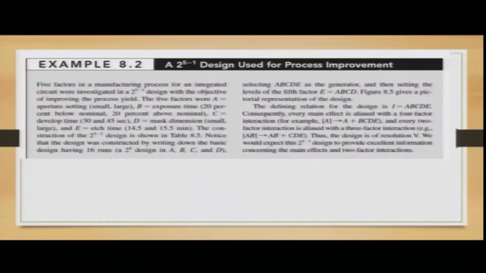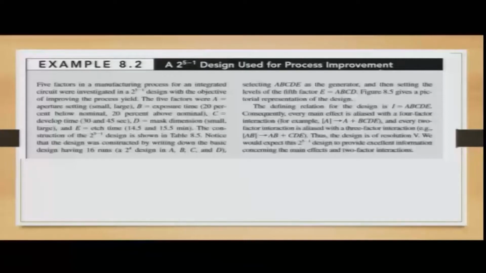5 factors in a manufacturing process for integrated circuits were investigated, and we want to find out the fractional factorial experiment based on 2 to the power 5 minus 1. The suffix would depend on the level of significance, denoted by either 3 or 4 or 5 in Roman numerals, such that it will give you the level of significance for the experiment.